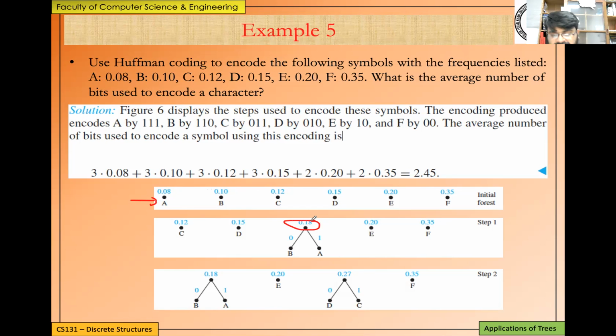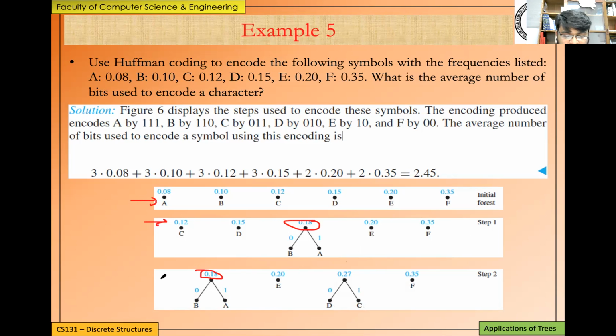So this is the first step. In step 2, we then identify from this particular forest now. Since this is not a single tree yet, we need to continue with each step. In this case, the ones with the lowest weight are C and D, right? So C and D are combined together again, using 0 and 1 as their possible labels. So now A and B is 0.18, E is 0.2, and if you combine C and D together in this manner, it becomes 0.27, and then we've got 0.35.